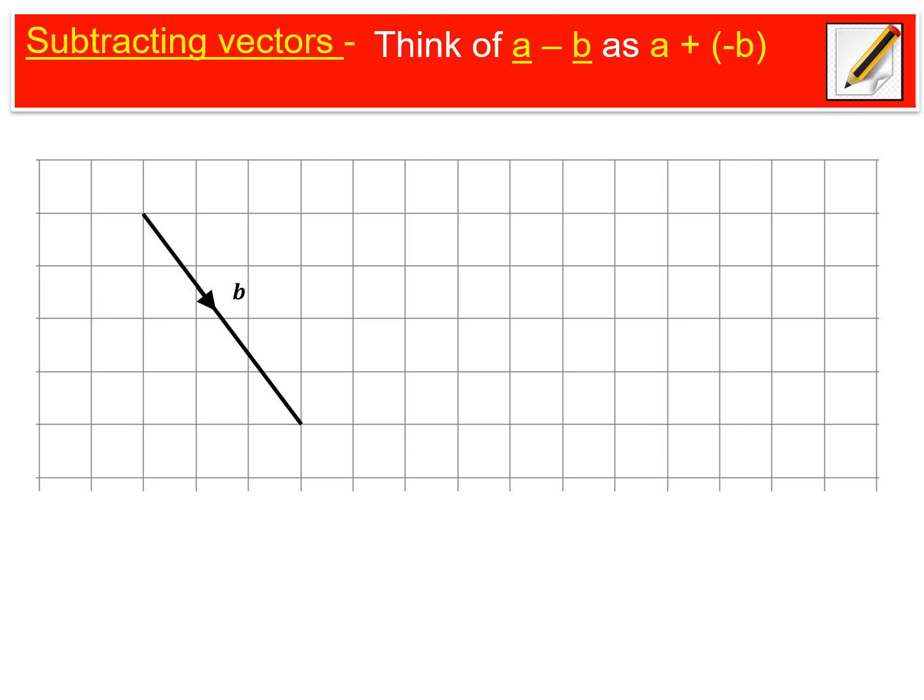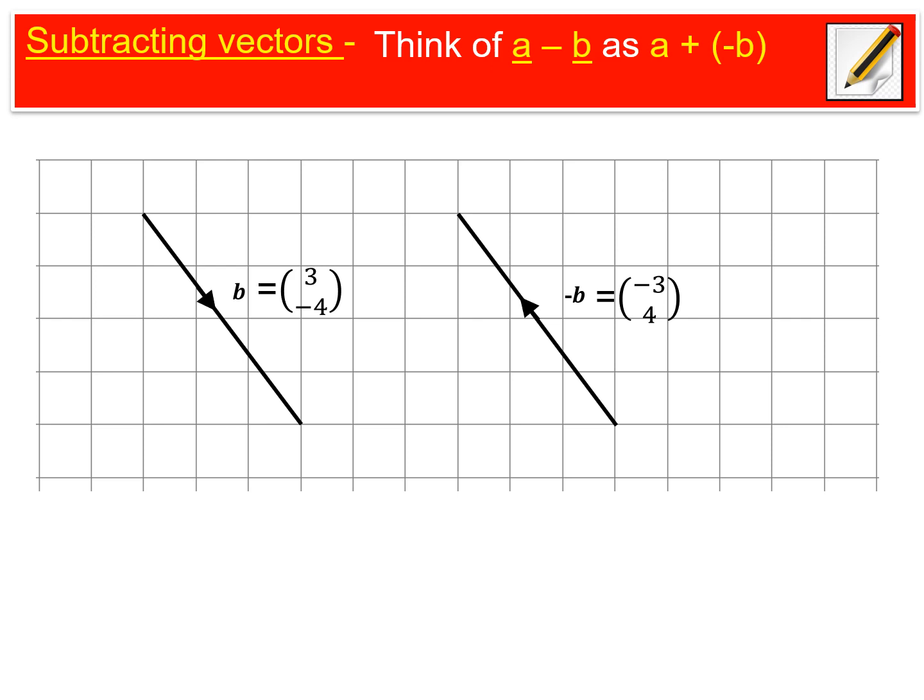So if we have a look at the example, we have a vector B here. If we look at the components of this vector, we can see that we go 3 to the right and 4 down. So the components of vector B are 3, negative 4. Now the vector negative B is just the same vector but going in the opposite direction. So here we have negative B. So the component vectors of negative B are, you can see we need to go 3 to the left and 4 up. So our component vectors here are negative 3, 4.